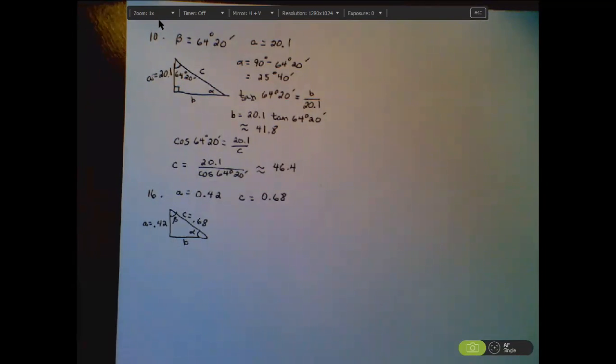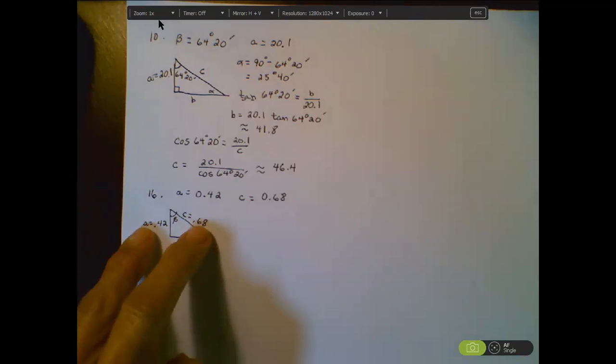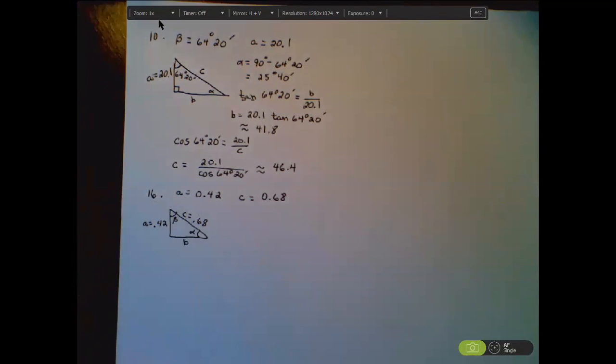We're trying to find B, alpha, and beta. And we're only going to use what we were given, not some rounded value that we come up with. All right, what do you think it'd be easiest to find first?